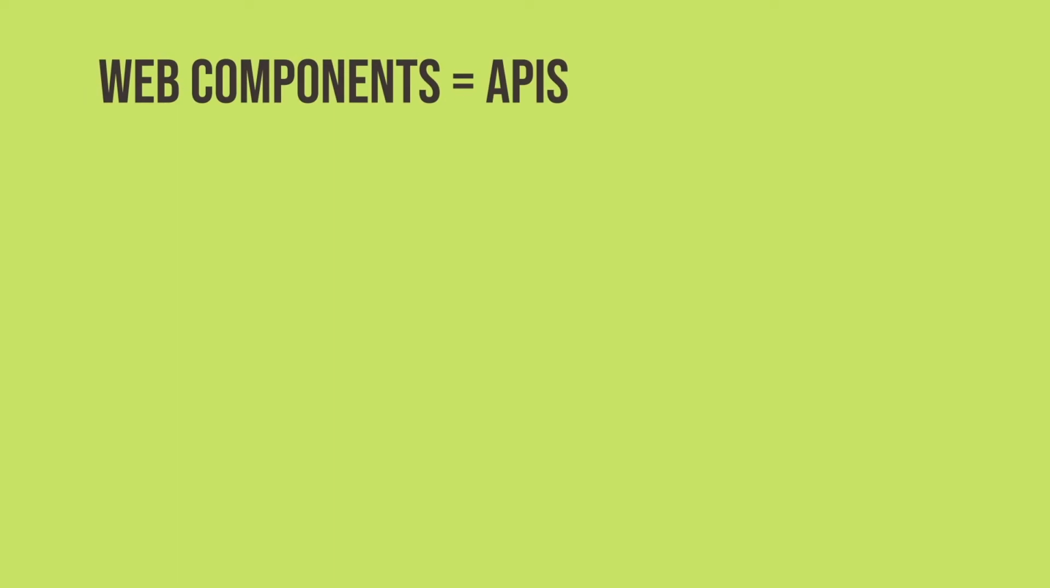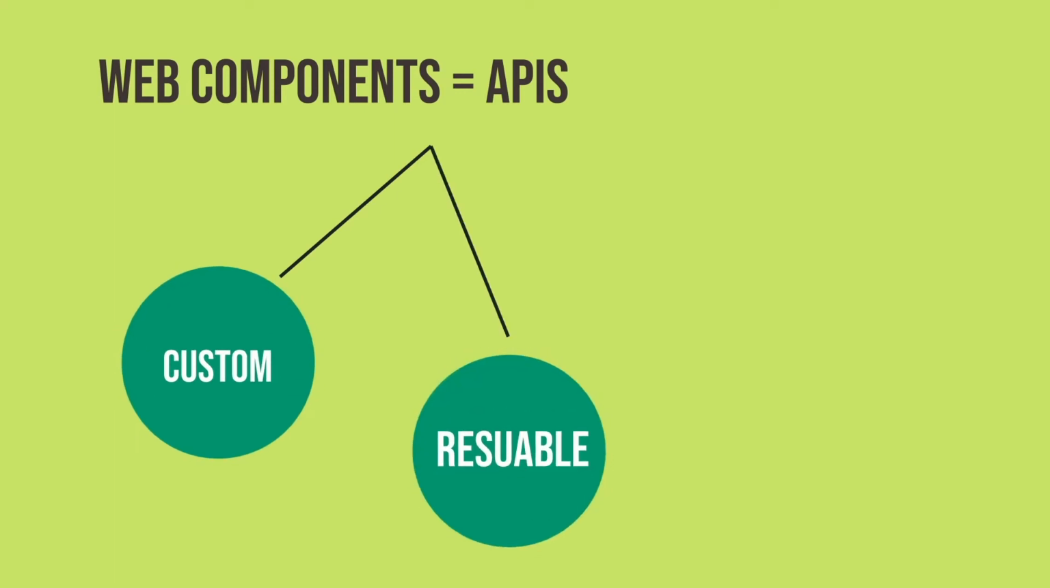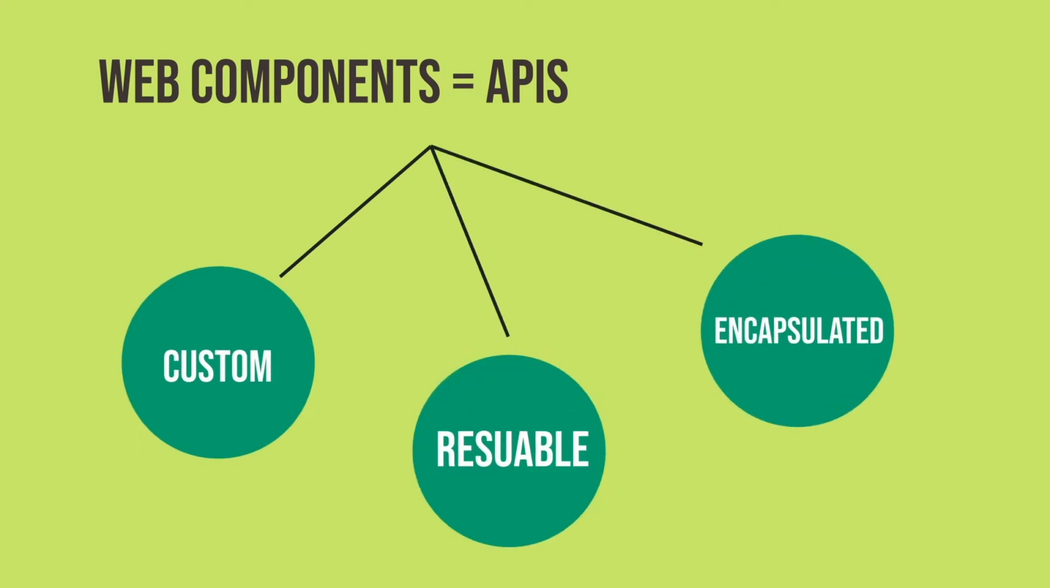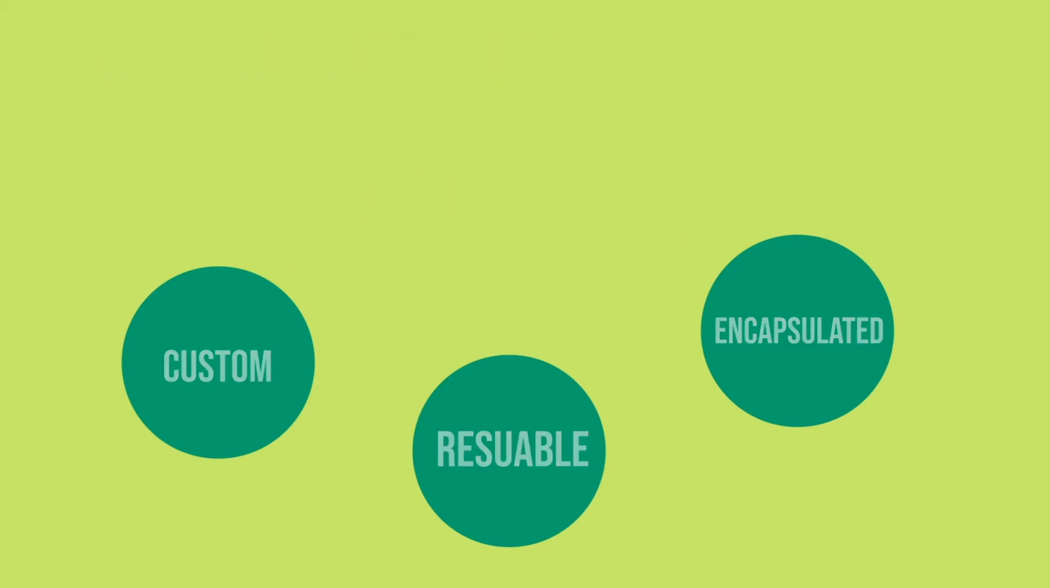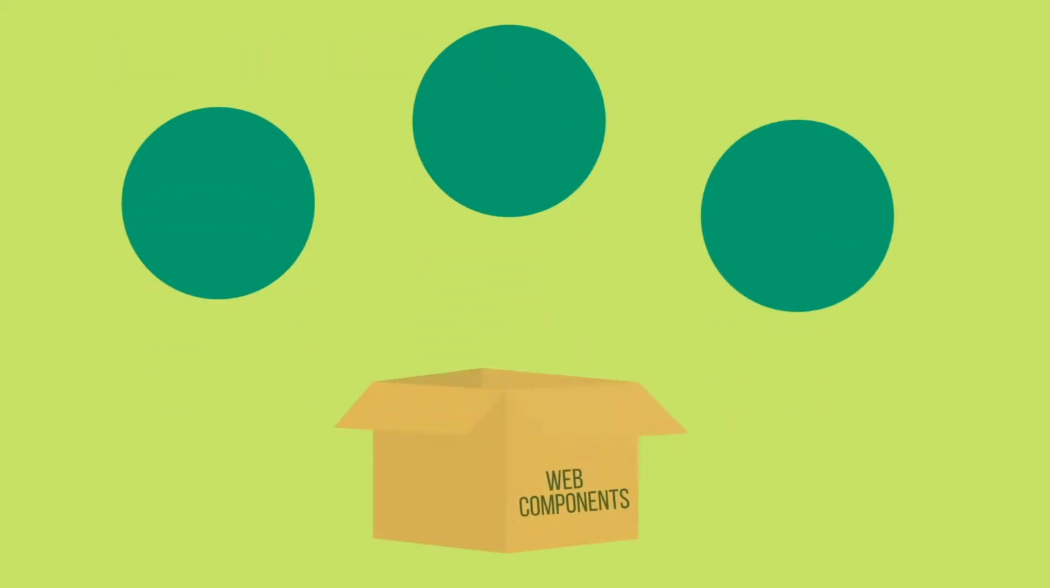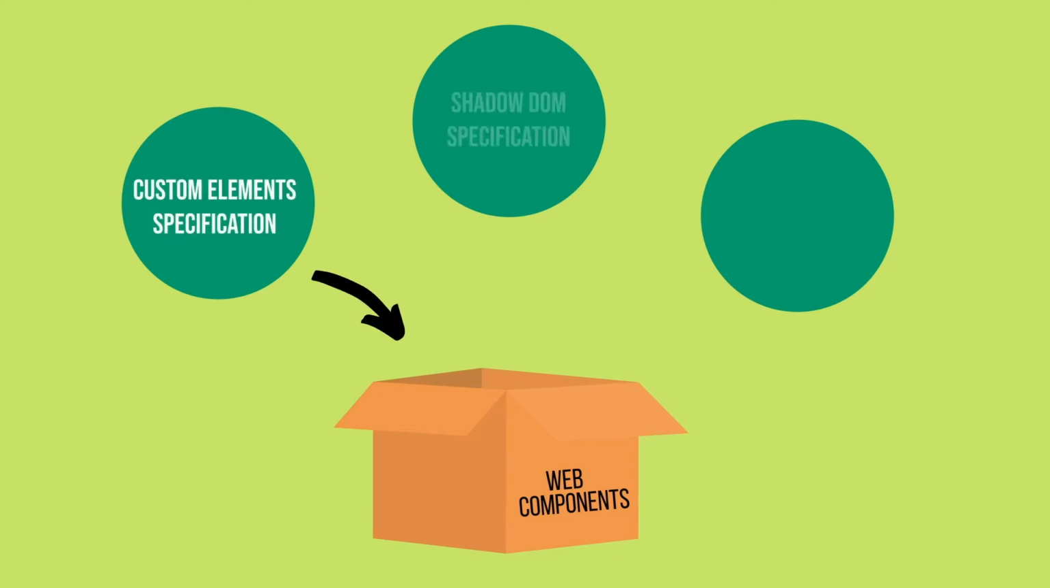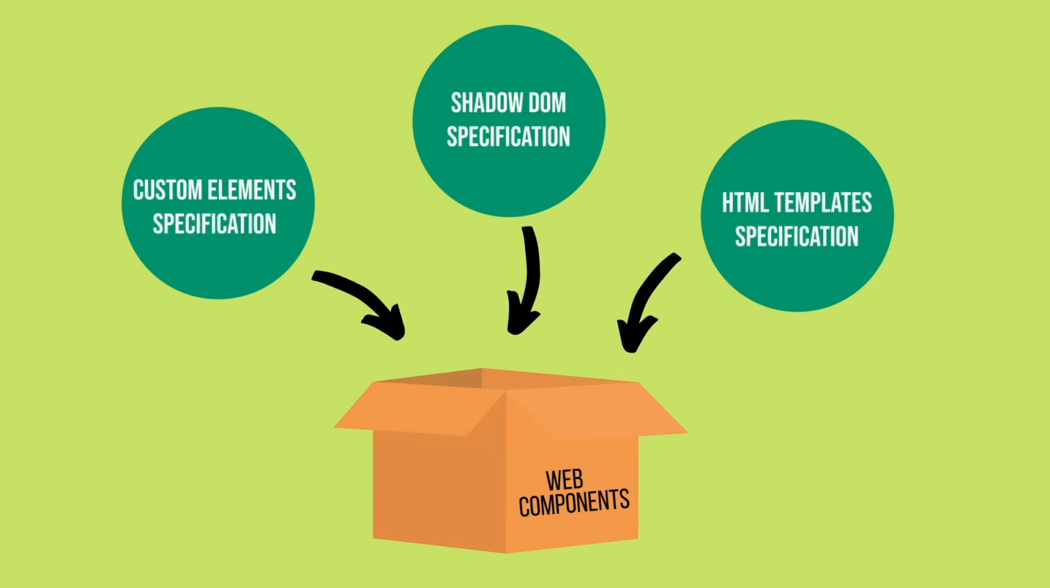Well, web components are a set of web platform APIs that allow you to create new, custom, reusable, encapsulated HTML tags to use in web pages and web applications. Web components are based on three main specifications: custom elements, shadow DOM, and HTML templates.